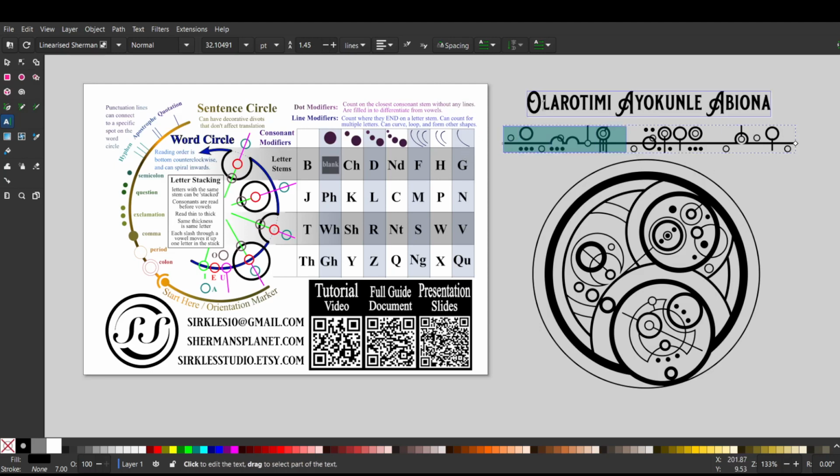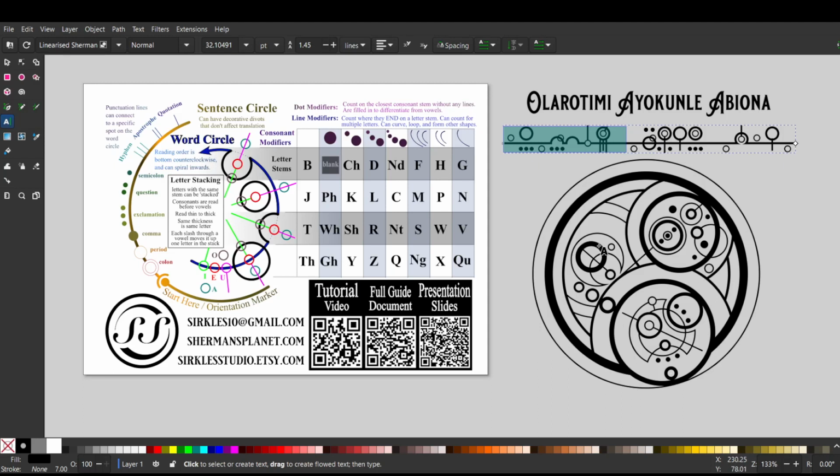And then things get kind of nuts when you go from here to here. So here we have our word circle, and this is split up into 2 word circles, an outer word circle and an inner word circle. You can read outer to inner. So reading order is bottom counterclockwise and can spiral inwards. So we read the outer one first and then the inner one.